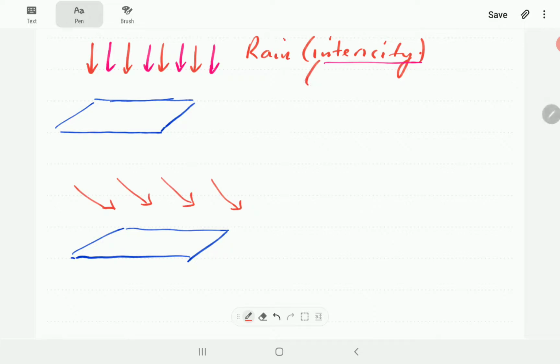So the second thing that is going to affect the rate of collection is going to be the angle of the rain. So once you've got intensity, which talks in terms of magnitude, and angle, which talks in terms of direction, then typically this is telling us that we need to express the rain as some kind of a vector.